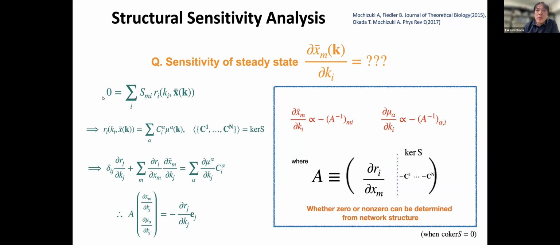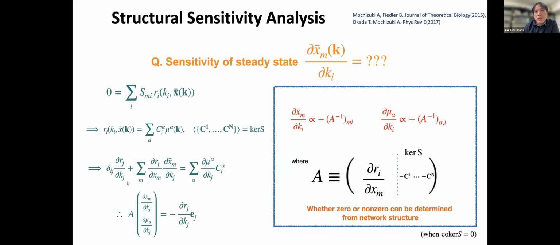We start from the steady state conditions, so we set the time derivative to 0. This equation means that the reaction rate vector must be in the kernel space of S. So we can expand the reaction rate vector in terms of a basis of the kernel space, C, and here mu alpha denotes the coefficient. Differentiating this equation with respect to a parameter, for example Kj, gives the third line.